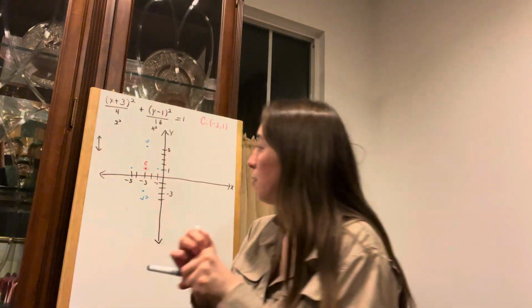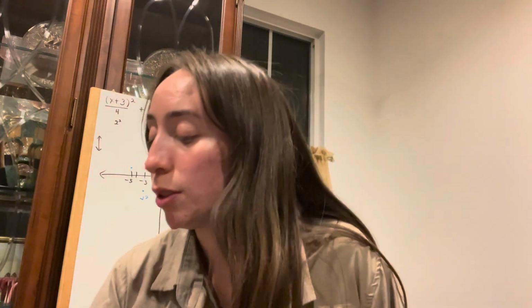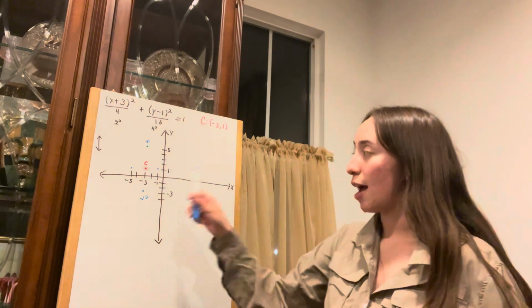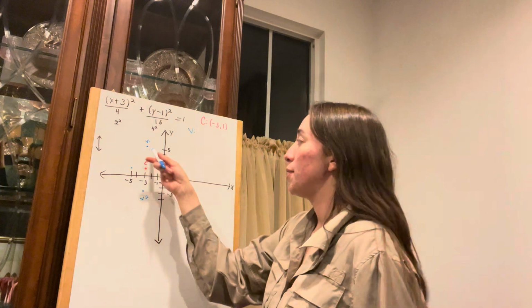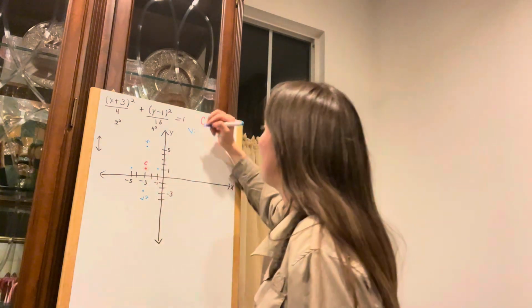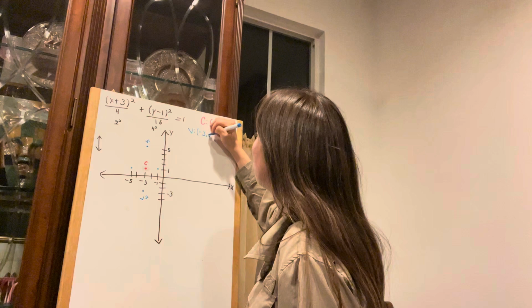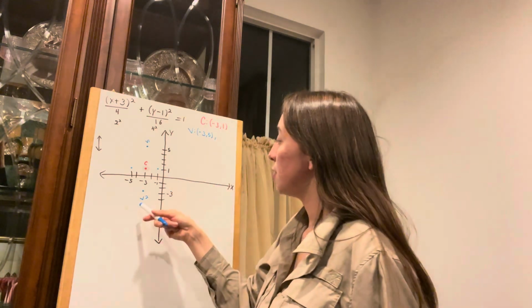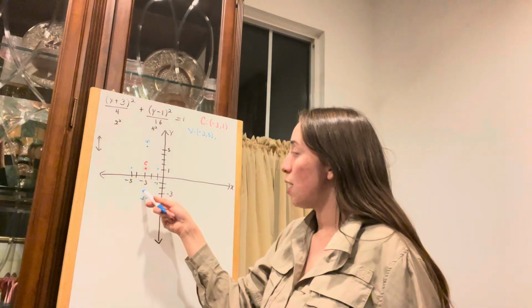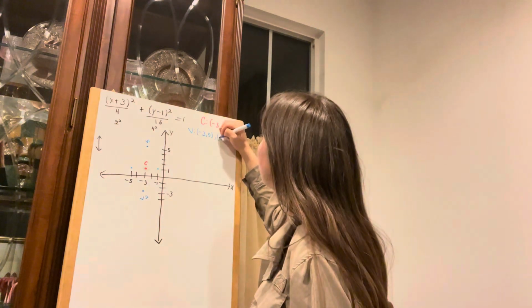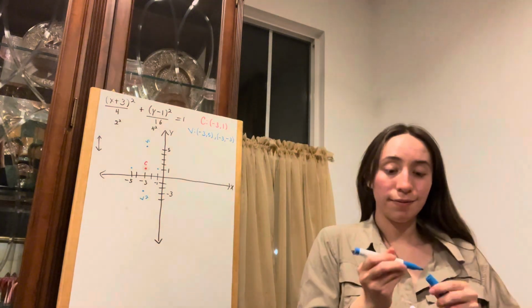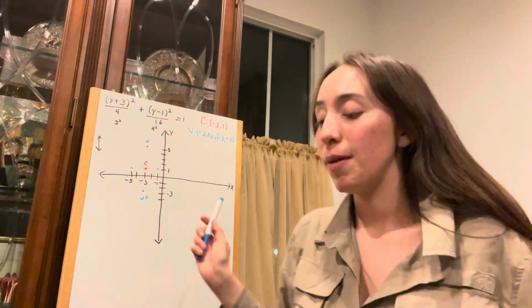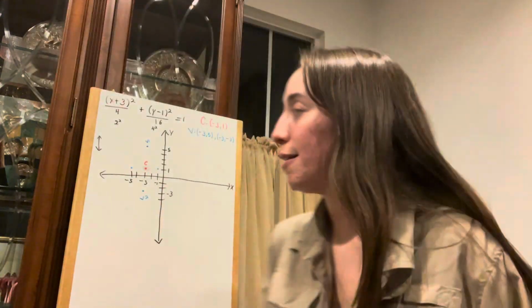So those are my co-vertices. Oh, which reminds me, since I know what my vertices are, I can actually write that down. So we're going to put V. Where's our vertex 1 at? That is at -3, 5. And then my vertex 2 is at -3, -3. So those are my vertices. I could draw a circle, but first I want to solve for the foci.